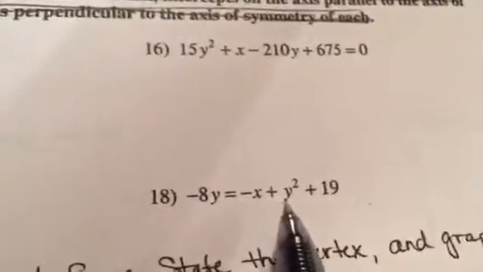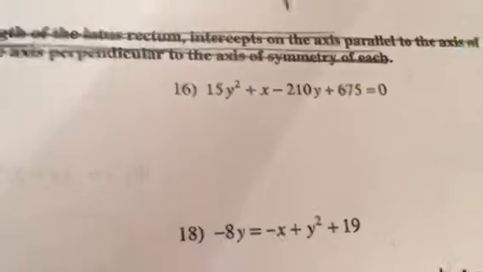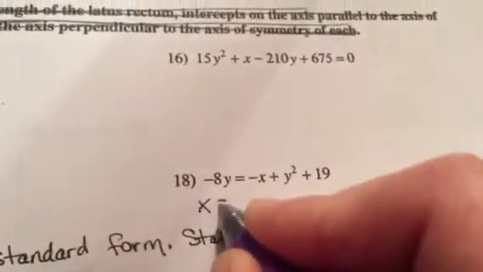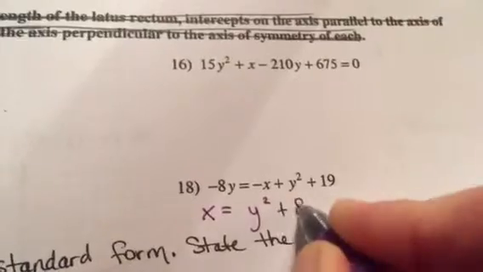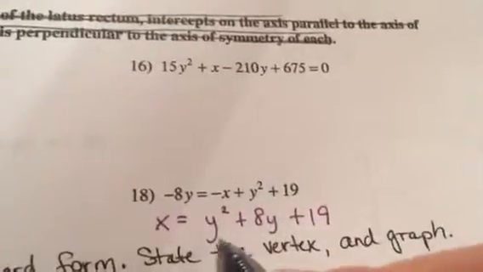Is that the one I want to do? Maybe. Okay, so if the y is squared, I want to get the x over here by itself. So I'm going to move the x over. So it looks like that. Okay. And then I'm going to complete the square.